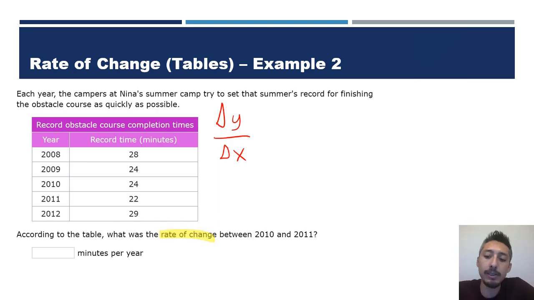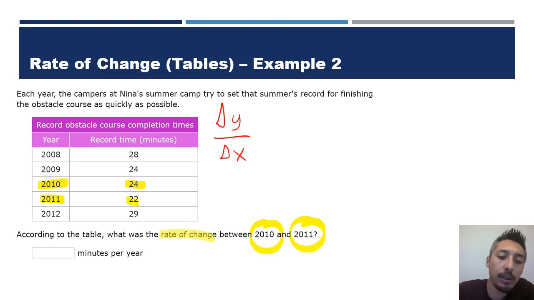Your time is up. Let's talk about this problem together. For this problem, we're being asked to find the rate of change between 2010 and 2011. In 2010, the record time was 24 minutes. In 2011, the record time was 22 minutes. This one's a little straightforward, but there's a little detail that I want to make sure that you pick up.